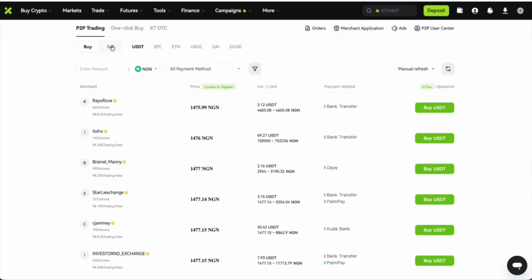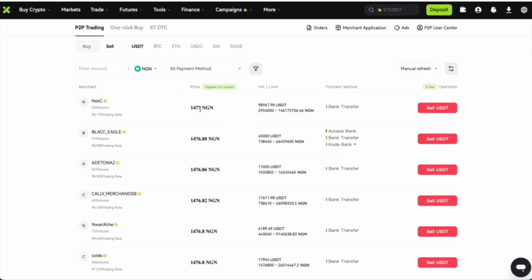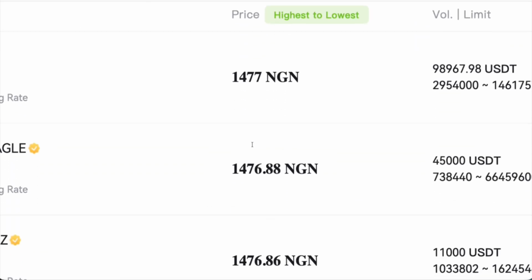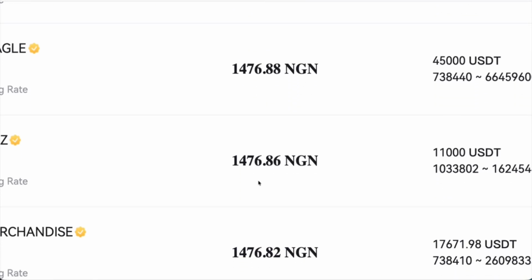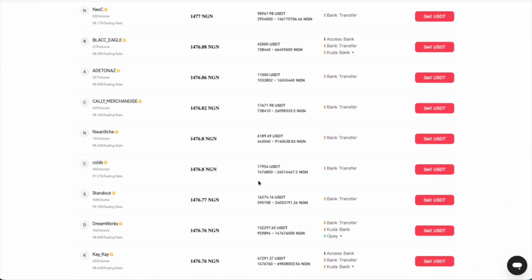And then when you are selling, if you go to the sell option, in buying, the prices are ranked from the lowest to the highest, while in selling, the prices are ranked from the highest to the lowest. So if you come here, if you want to sell to this user here, you see that this person's price is higher, right? And then as you continue to go down, you see the price begin to get lower and lower and lower. So that's one trick you should know.